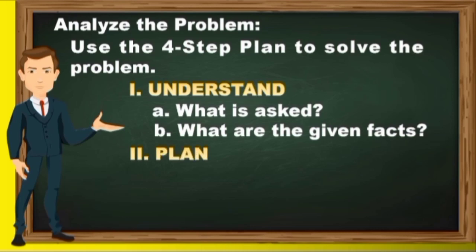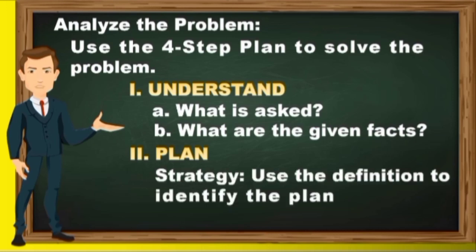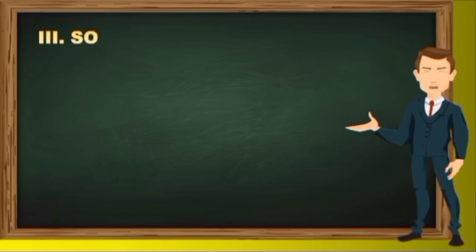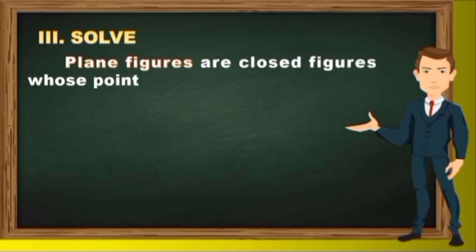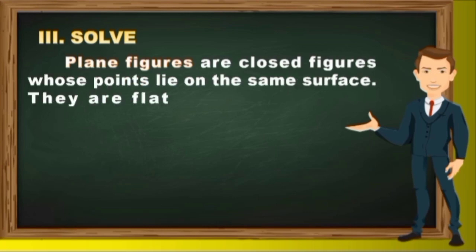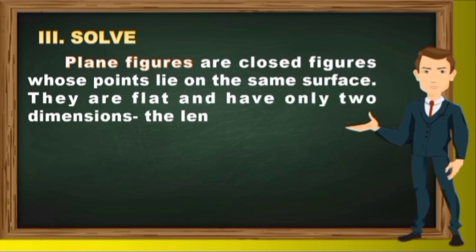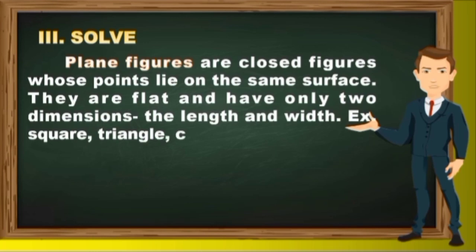Number 2, plan. We need to use the definition to identify the plane and the solid figures. Number 3, solve. Plane figures are closed figures whose points lie on the same surface. They are flat and have only 2 dimensions, the length and the width. Example, square, triangle, circle, rectangle.